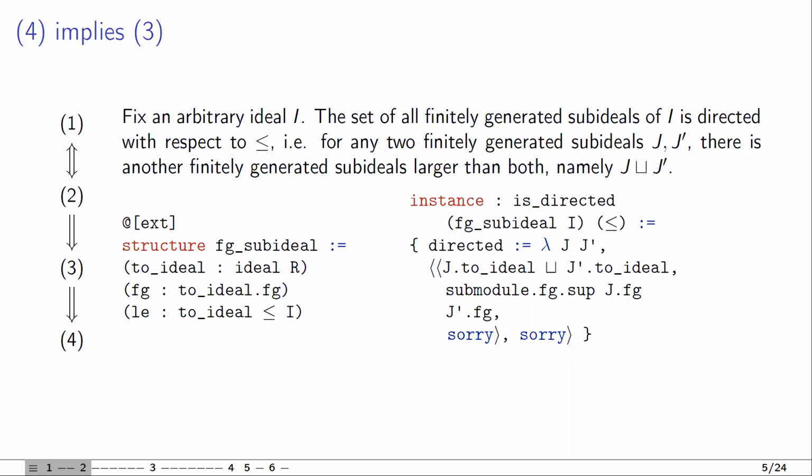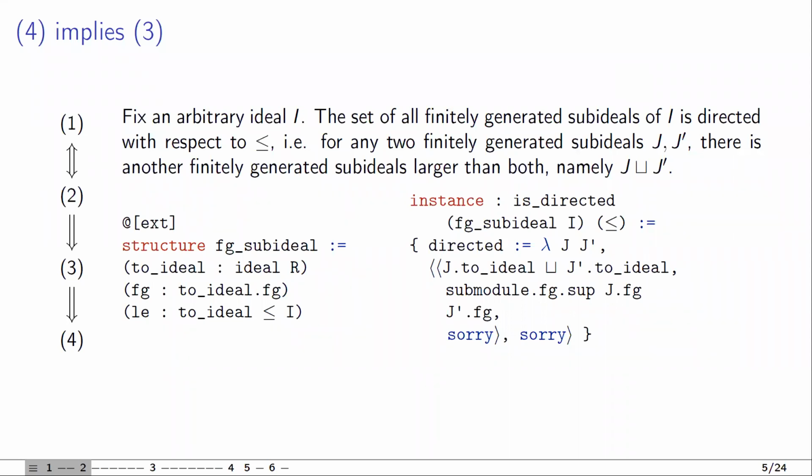And in Lean, we create a new structure called finitely generated sub-ideal. This just means an ideal of R, and we require it to be finitely generated, and we require it to be smaller than I.